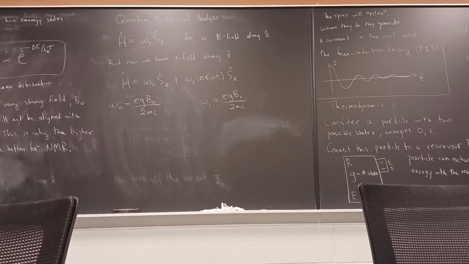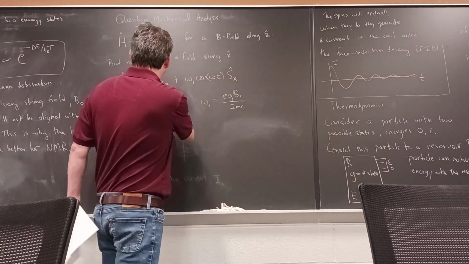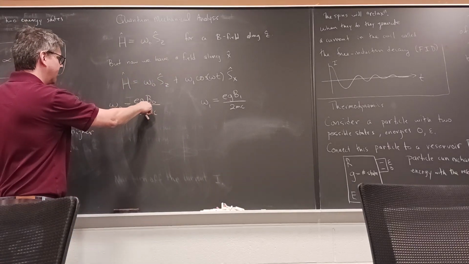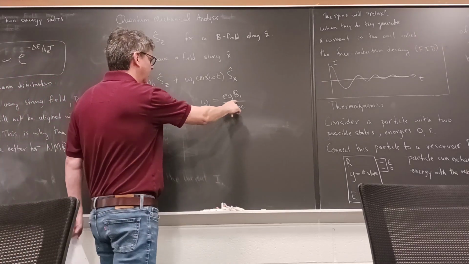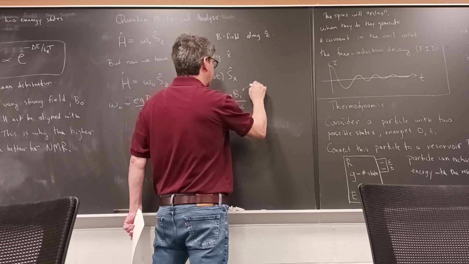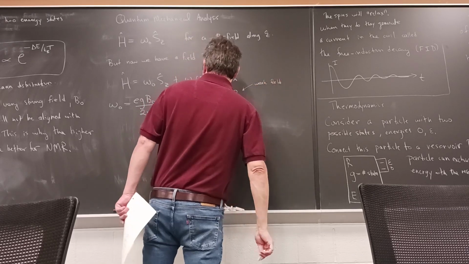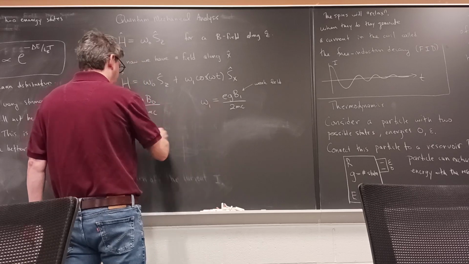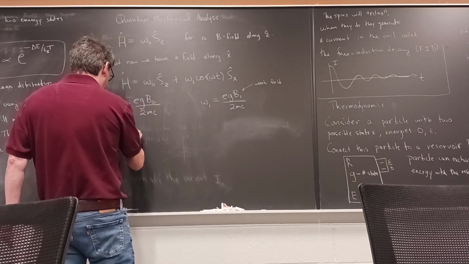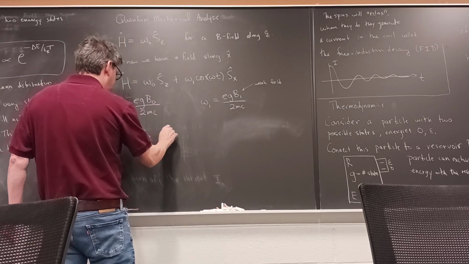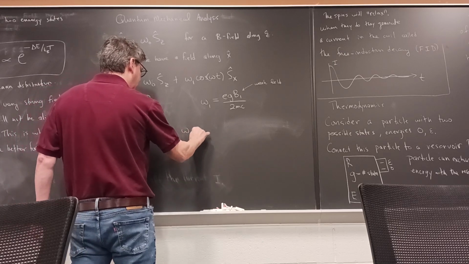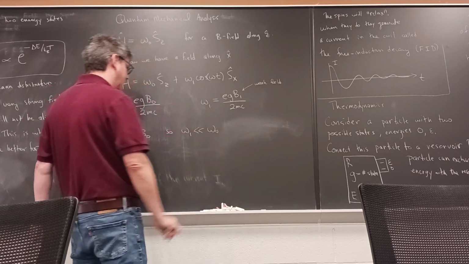So B0 again is the field along the Z direction, it's the strong field, and B1 is the weak field. Okay, so we have B1 is much less than B0, so we have omega 1 is much less than omega 0.